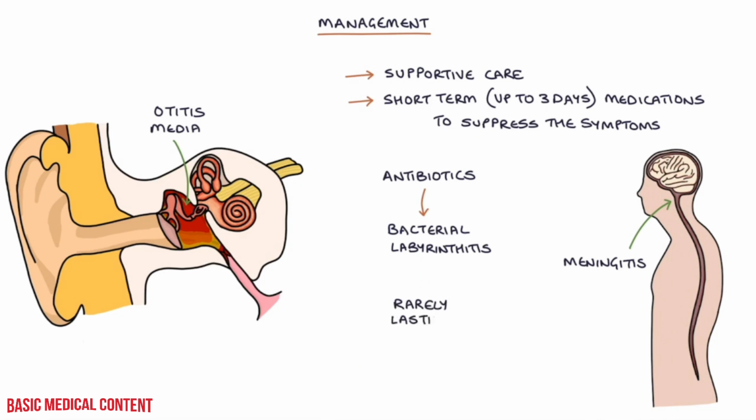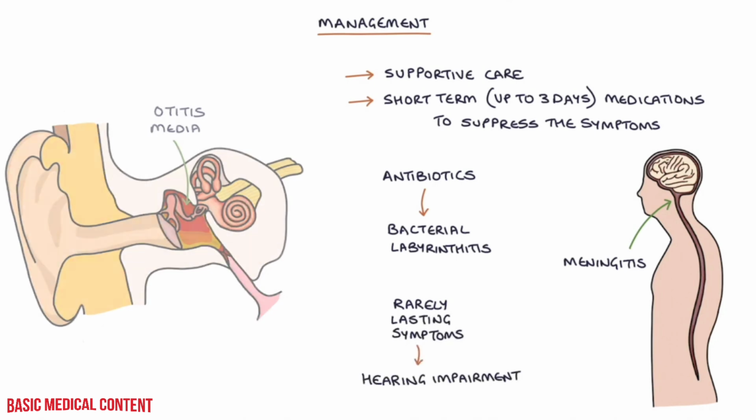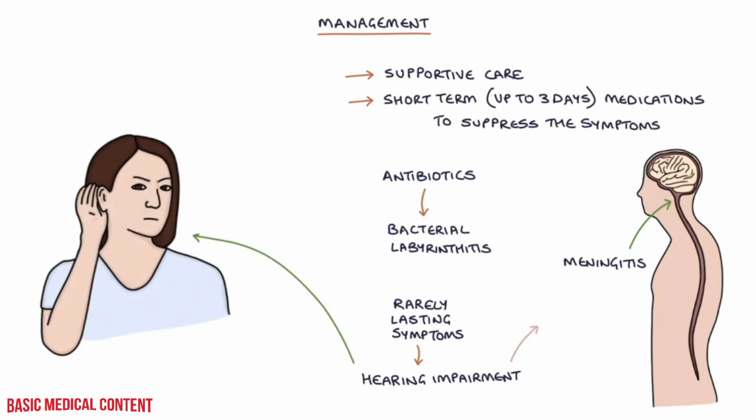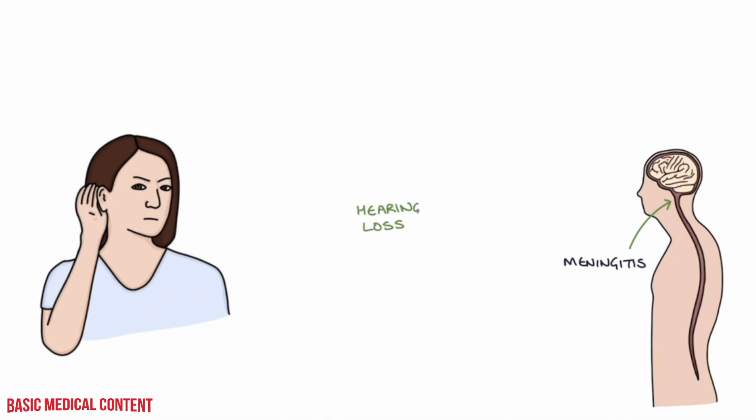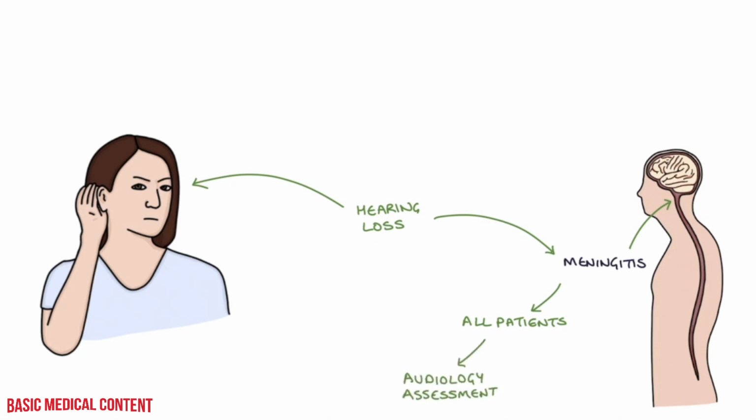Patients rarely have lasting symptoms, but these may include permanent hearing impairment. This is more common after bacterial labyrinthitis, particularly associated with meningitis. Remember hearing loss as a key complication of meningitis. All patients with meningitis are offered audiology assessment as soon as they've recovered to assess for hearing impairment. This complication often comes up in exams and it's worth remembering.